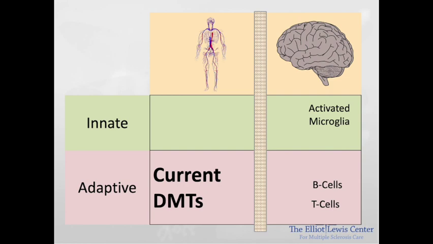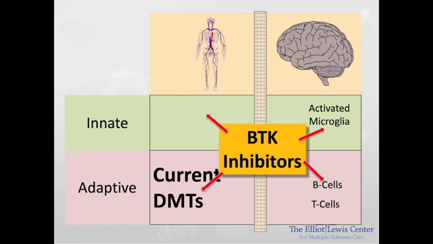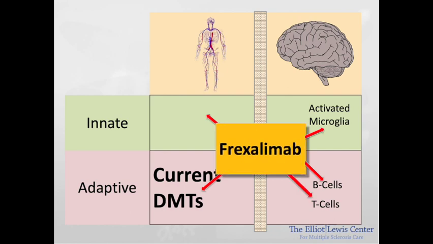But there are these drugs called BTK inhibitors, and there's very good evidence that these do a good job of crossing the blood-brain barrier. And not only do they affect B cells primarily, but they also affect activated microglia. So they affect both the peripheral immune system and the central immune system and the innate and adaptive immune system. And we think that that is going to be crucial for being able to stop progressive MS. And in addition to that, there's this drug called frexalimab. And not only does that affect the central and peripheral adaptive and innate immune system, it affects B and T cells, whereas the BTK inhibitors mostly focus on B cells.